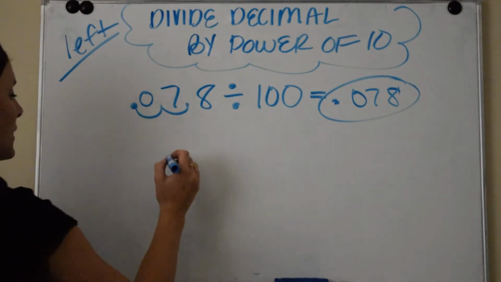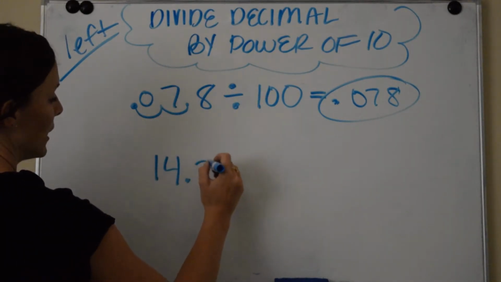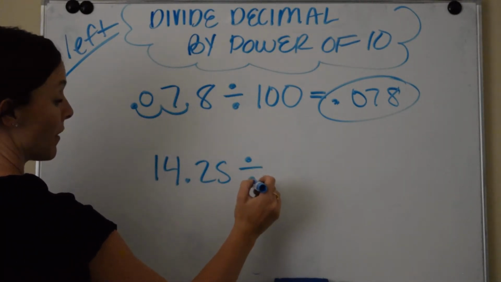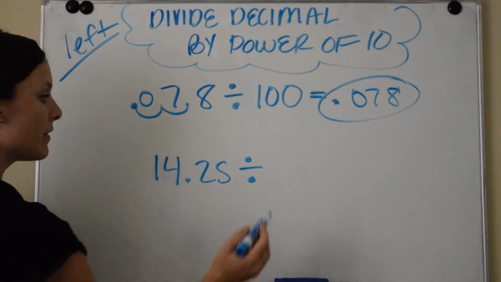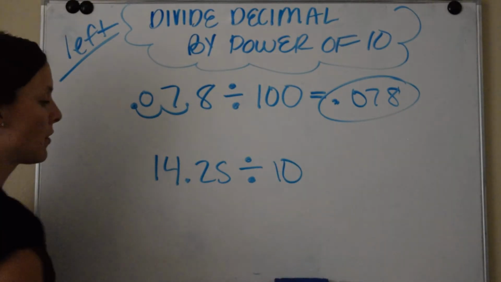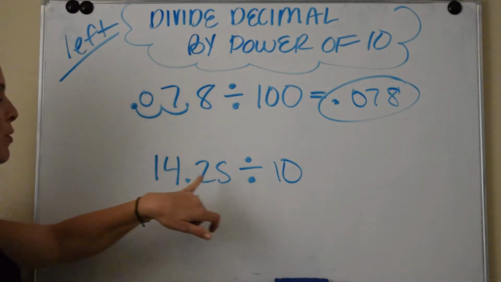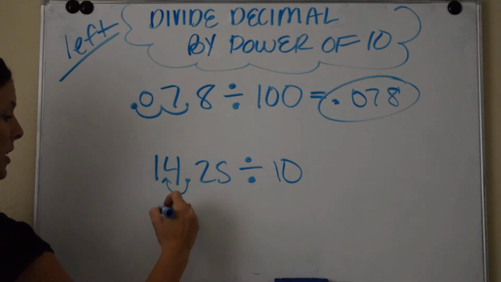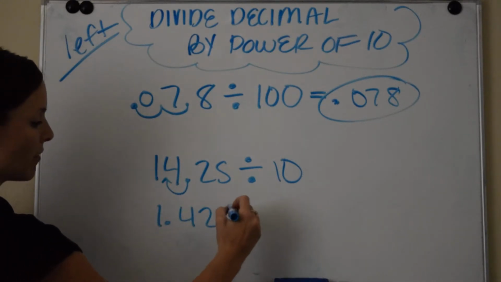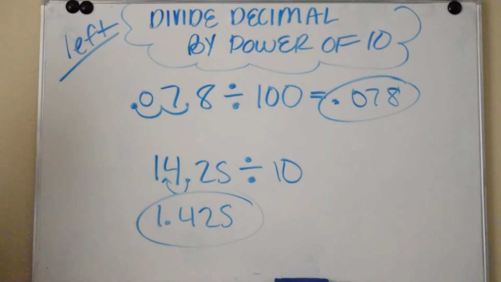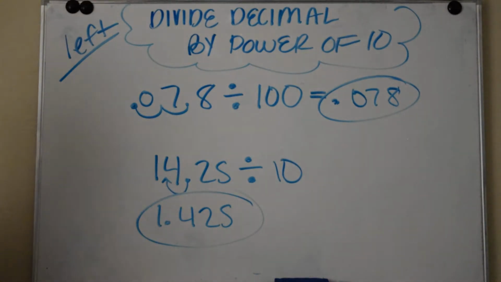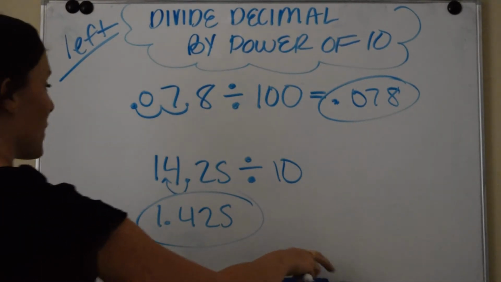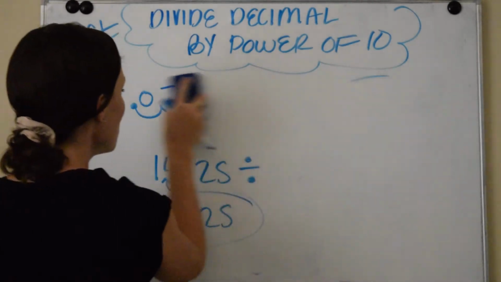What if I did 14 and 25 hundredths, divided by 10? Okay, there's 1 zero. So move this to the left once. So if I move it to the left once, it's going to be 1 and 425 thousandths as my answer. See how easy that is? Yay! I love these ones. Let's go ahead and do a couple more, and then you guys should be good to go.